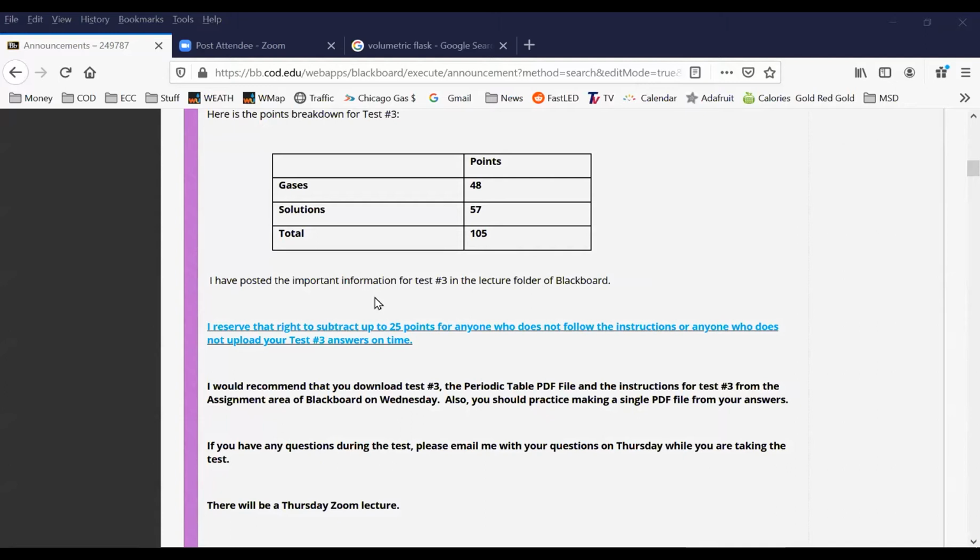If you go to the lecture folder in Blackboard, you'll see the important information, which I will give you on test number 3, along with a periodic table, and the instructions are already there, so you can see what you don't have to memorize. I recommend on Wednesday, when I'll make it available, you download test number 3, the periodic table PDF if you didn't save it from before, and the instructions that I've had before. All right, as always, Thursday I'll check my email frequently, so if you have any questions, email me.